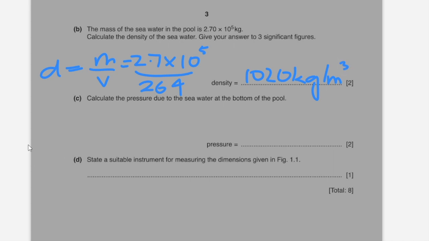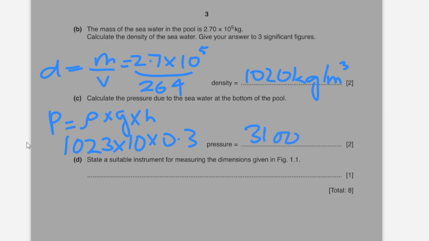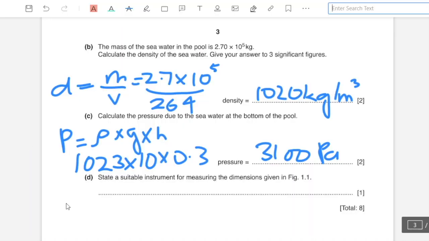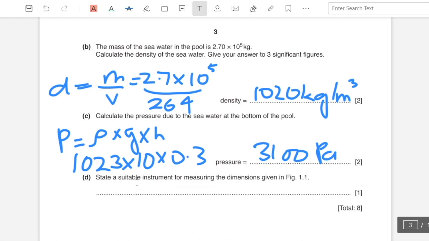C. Calculate the pressure due to the seawater at the bottom of the pool. The pressure is equal to density into gravity into height. Density calculated in the previous part is 1020, but I'm going to be using the actual value, which was 1023, into 10 into height, which is 0.3, and that gives the answer as 3100 pascals. D. State a suitable instrument for measuring the dimensions given in figure 1.1. That can be a measuring tape.